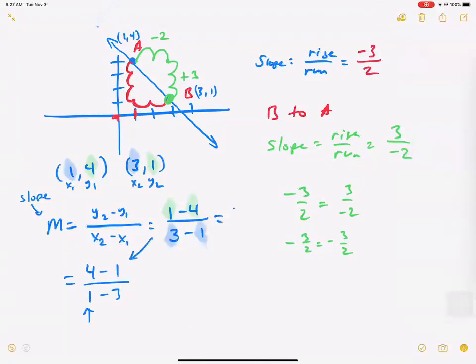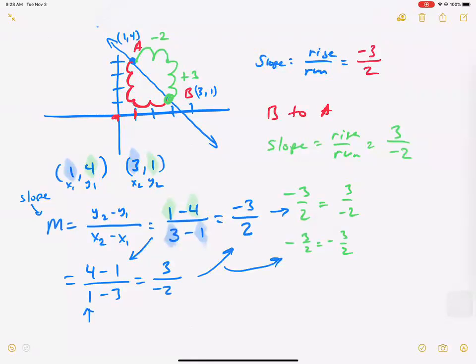So let's take a look. This is going to be negative 3. 1 minus 4, more negatives means we have a negative value. 3 minus 1 is 2. Oh, that's our same answer here. If I go backwards, 4 minus 1 is 3, positive 3, and 1 minus 3 is a negative 2. Same dilemma we had, same answer.